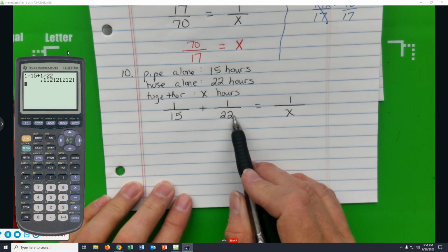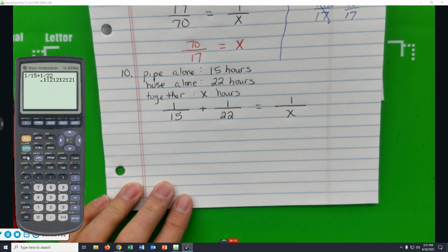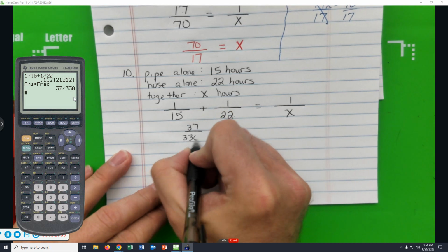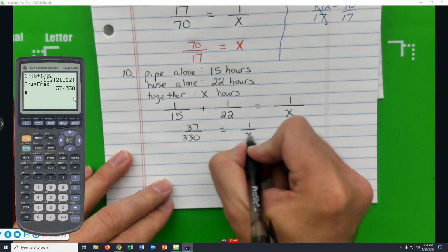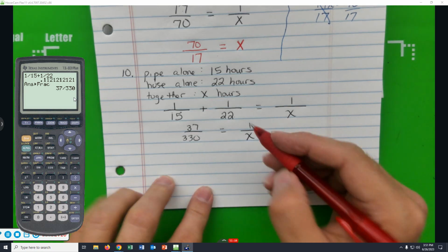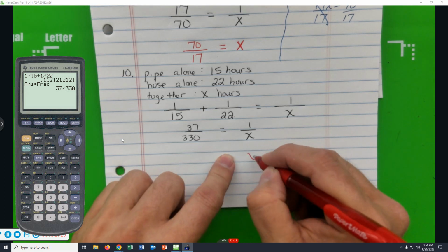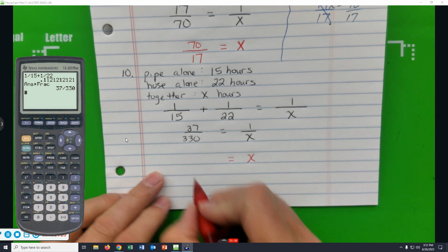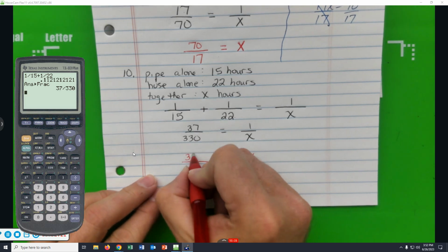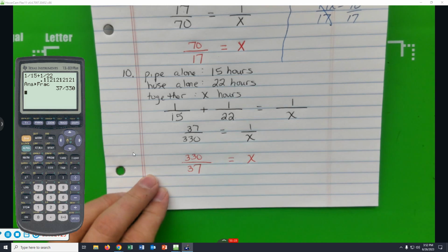That gives me that decimal number. Remember, convert to a fraction. So you go math, enter, 37 over 330 equals 1 over x. If two fractions are equal, their reciprocals are equal, so flip the 1 over x to give you x over 1 equals, flip the 37 over 330 to give you 330 over 37.